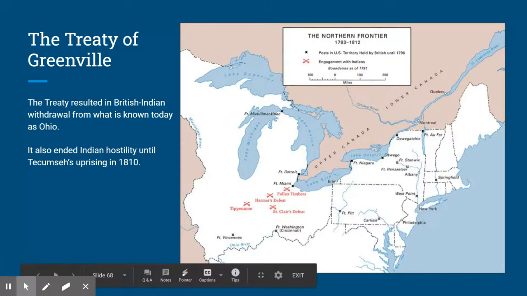Here you can see the map. You see St. Clair's defeat. This is what we call the Ohio River Valley. We know this is also part of the Northwest Territory. So some of the most significant Indian wars in the early Republic were located in the Northern Frontier. So you see the early defeat of the American Army at St. Clair's, and then Fallen Timbers.